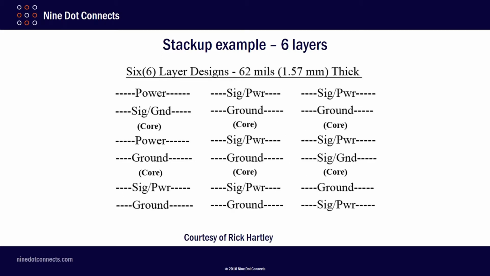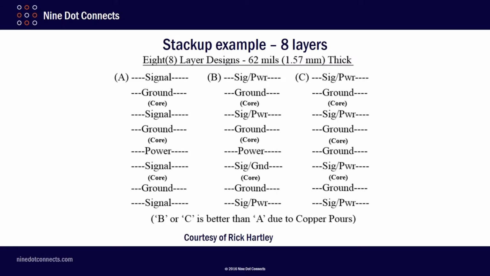Now here are even better examples. Again, every signal has a reference. Here's another example of an 8-layer board. Notice though that B and C are better than A due to copper pours.